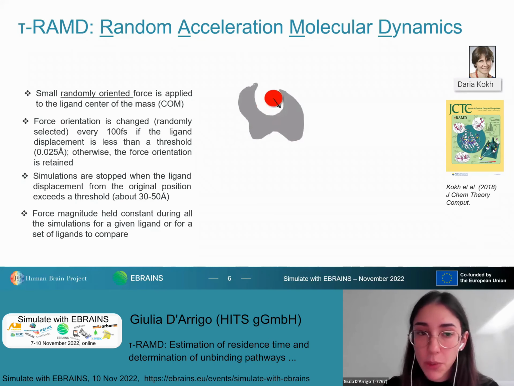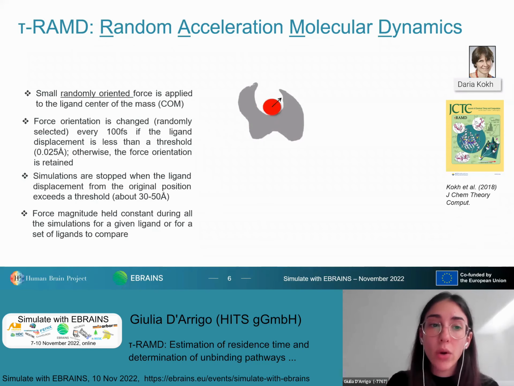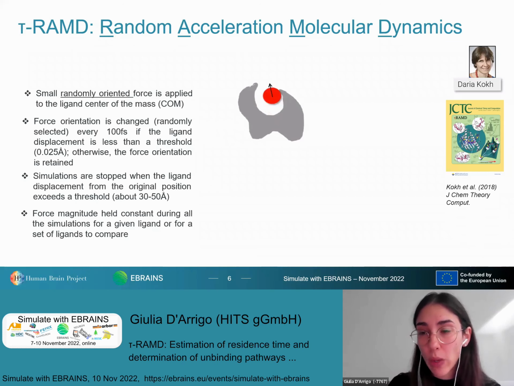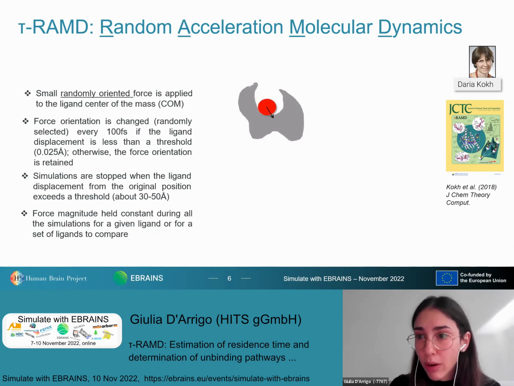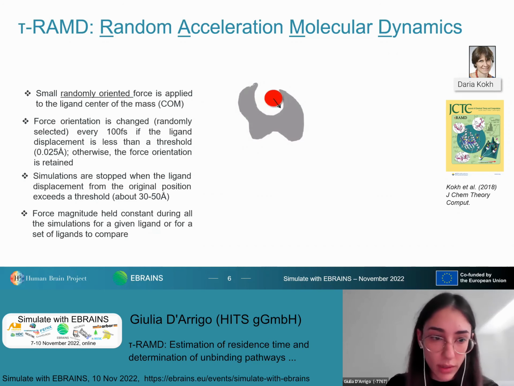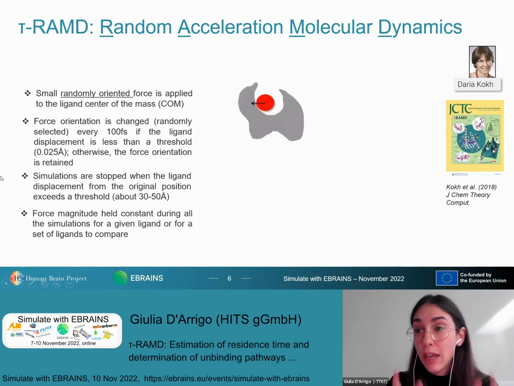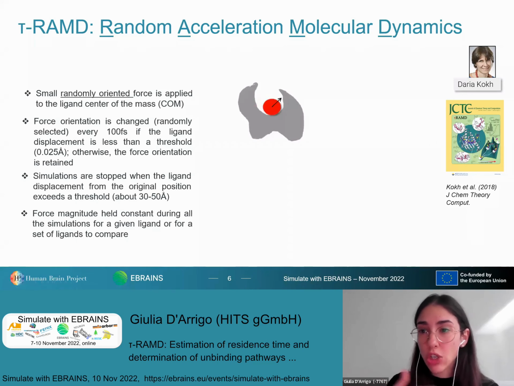So how does it work? Basically, during a conventional molecular dynamics simulation, we are going to apply a small randomly oriented force to the center of mass of the ligand. The orientation of the force is chosen randomly. Then we are going to check regularly if the ligand displacement is less than a threshold, as the one that is shown here in the slide. And if this is the case, then the orientation of the force will be changed again randomly.